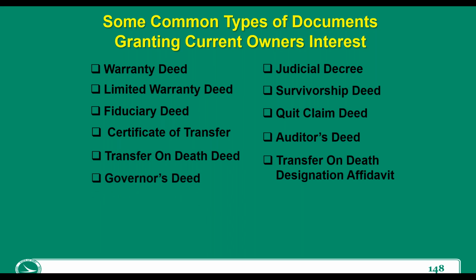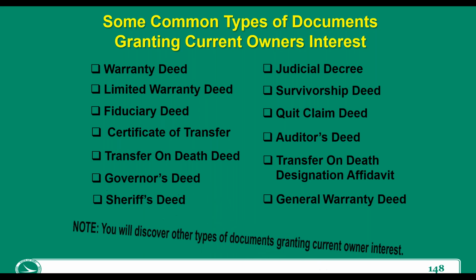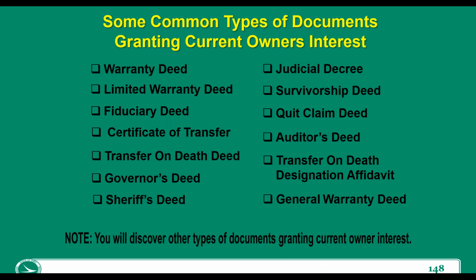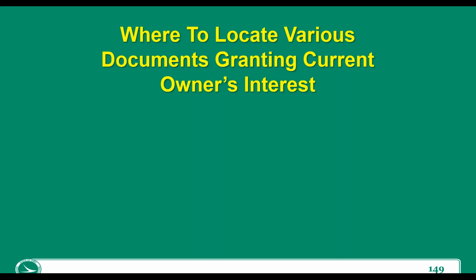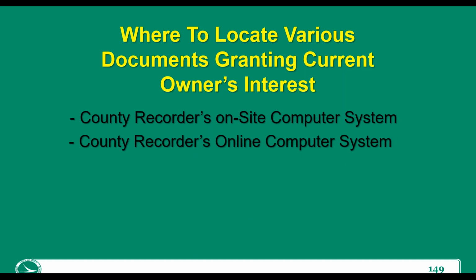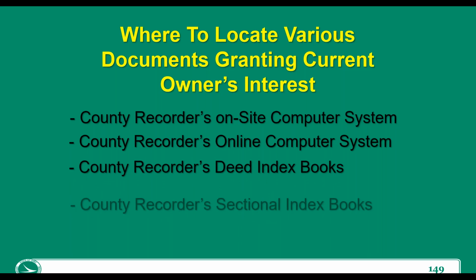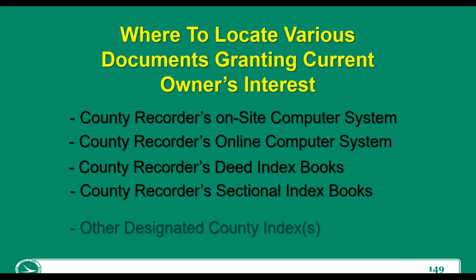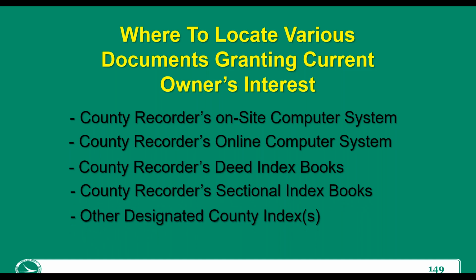Governor's deeds, we've had a few of those recently at our office. General warranty deed, we've discussed that. Sheriff's deed means your property was foreclosed on and taken away, and it was sold at the sheriff's sale. You'll discover other types of documents granting current owner's interest. All right, where to locate various documents granting current owner's interest? A lot of the same: the on-site computer system and the online system. You're going to find them in the recorder's deed index books, the recorder's sectional index books, and other designated areas.